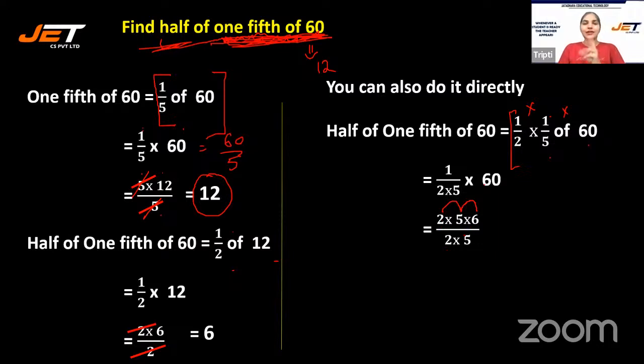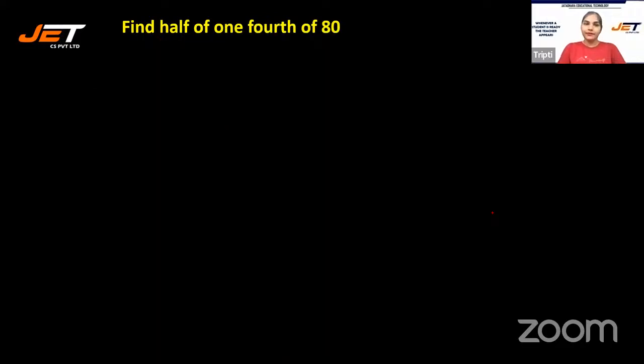Why have we split it like this? So that we can cancel. 2 cancels with 2, 5 cancels with 5. What is the answer? 6. In both ways, the answer is the same. Okay? That's how you have to do it.